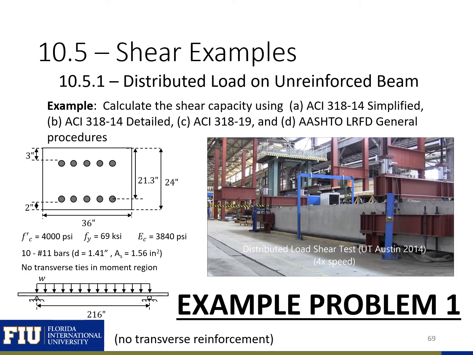In this example problem, we will calculate the shear capacity of a section without shear reinforcement using the ACI 318-14 simplified method, the ACI 318-14 detailed procedure, the ACI 318-19 procedure, and finally the AASHTO LRFD general procedure. We can see we have this rectangular cross section with number 11 bars in the bottom and top of the section, and a simply supported beam with a distributed load.